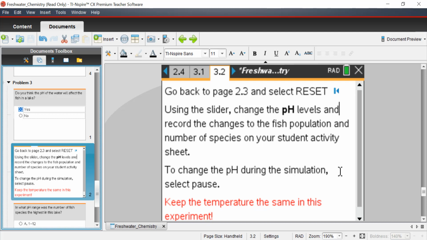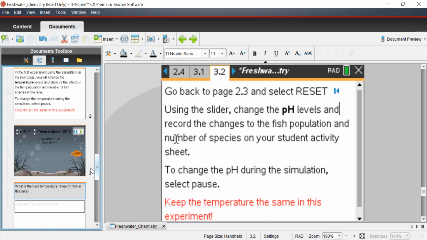All right, next page, go back to the simulation page, and this time instead of changing temperature, we're going to leave temperature alone, and we'll keep it at 22 because that was the warmest the water could be without losing any of the fish population or the number of species. And we'll see what changing the pH does. All right, so let's check that out.